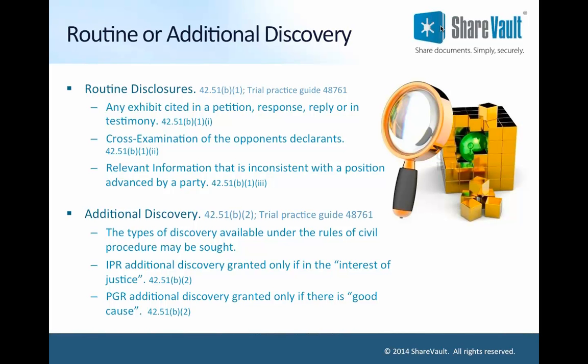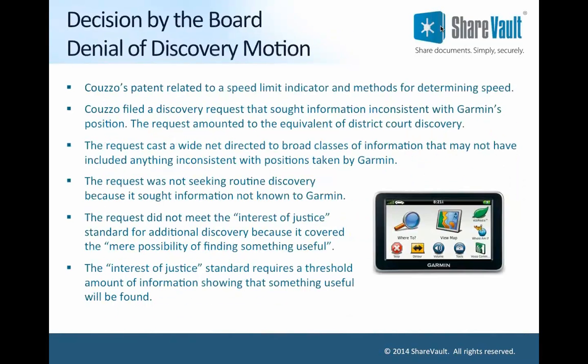So it's going to be a very tough thing to go beyond routine disclosures. And here was another decision by the board recording denial of a discovery motion. This was a case of Cuso versus Garmin, and the patent here related to a speed limit indicator. And Cuso filed an additional discovery request, which sought information that was inconsistent with the position of Garmin.